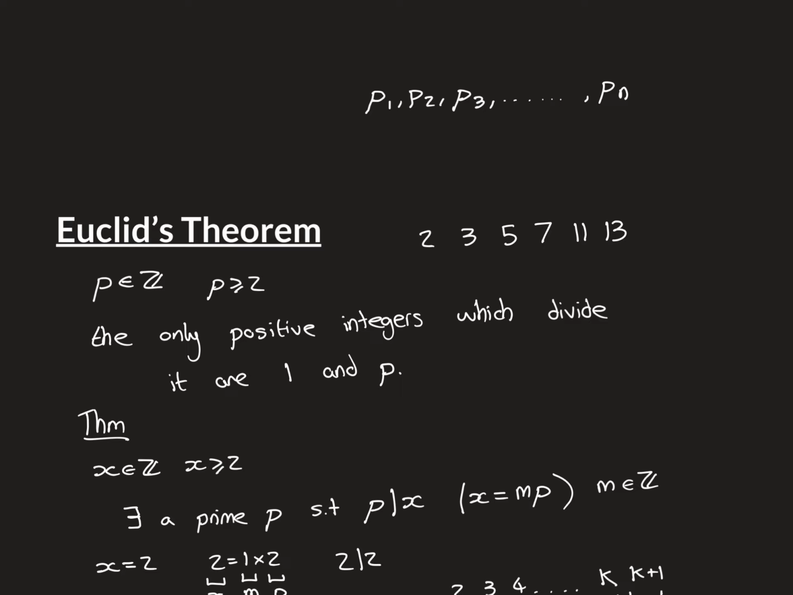Now, n might be an absolutely huge number. Maybe it might be 1 million or 1 billion, but there would have to be some biggest prime number, and we'll call that Pn.